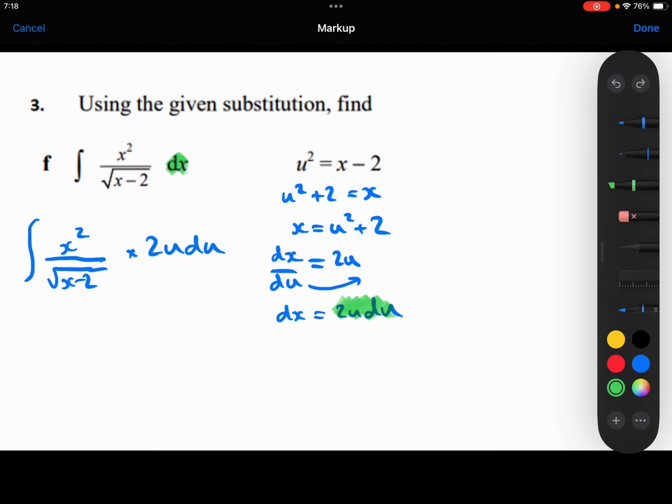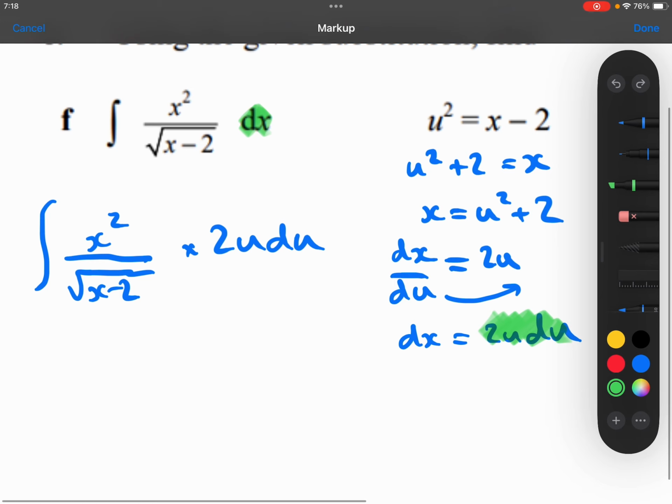Right, so let's look at the other parts of this integral now then. So we've got the x squared on the top. I know that x is u squared plus 2, so I'm going to put that there.